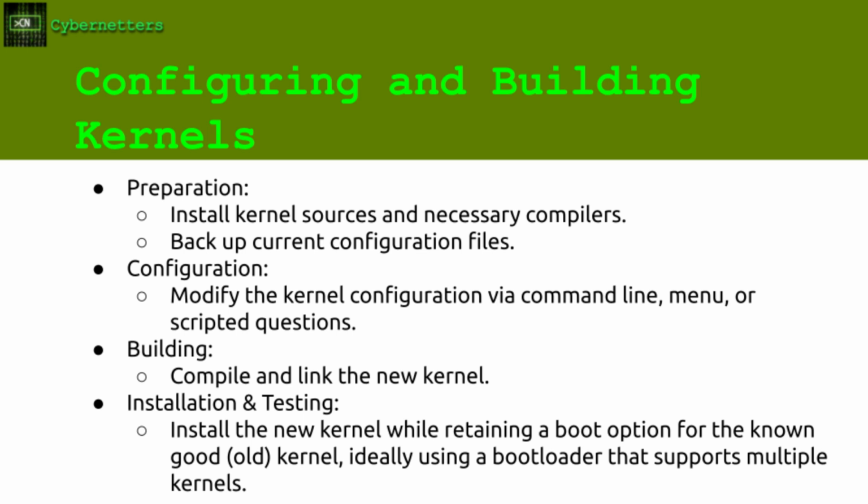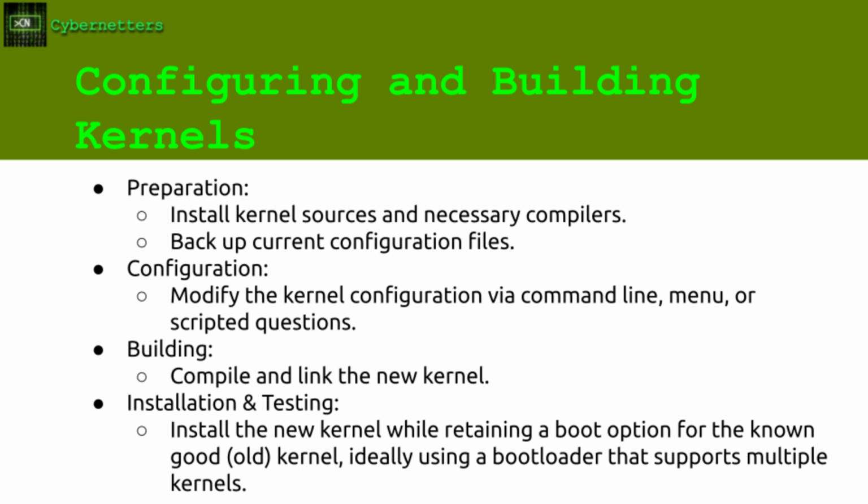Let's talk about configuring and building kernels. First off, you need to install the kernel sources and any compilers or libraries you need. Then back up your current configuration files, just in case you need to revert. Next comes the configuration step. You might use a command line tool, a menu-based interface, or even a script that asks questions about which features you want. Once that's set, you compile and link the kernel, which can take a while depending on your hardware.